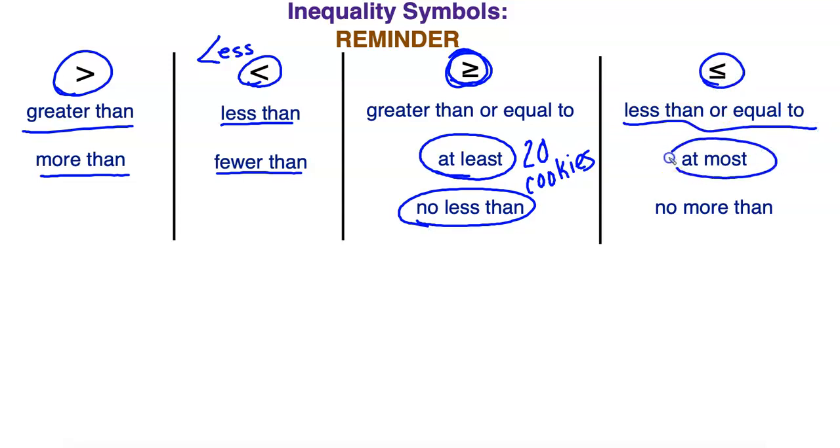The one we struggle with a little bit is at most. So if I said you have at most 20 cookies, that's the largest amount you can have. So it's either going to be less than or equal to that amount. And then also no more than. That also means less than or equal to.